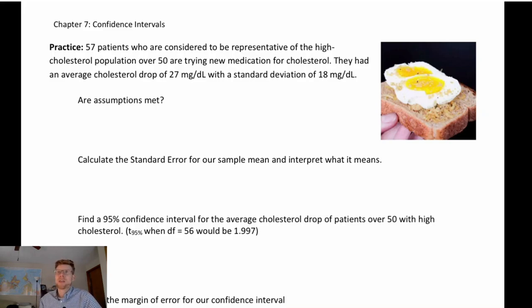So here we have 57 patients who are considered representative of the high cholesterol population, over 50. They are trying a new medication for cholesterol. They had an average cholesterol drop of 27 milligrams per deciliter, maybe, I don't remember, with a standard deviation of 18. So first, are our assumptions met to create a confidence interval for mu?